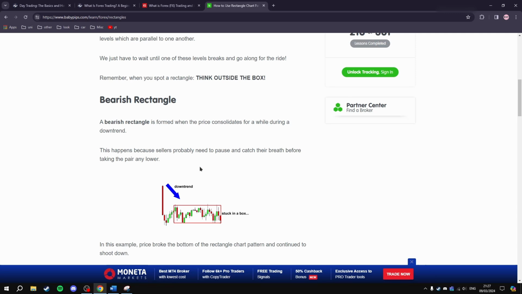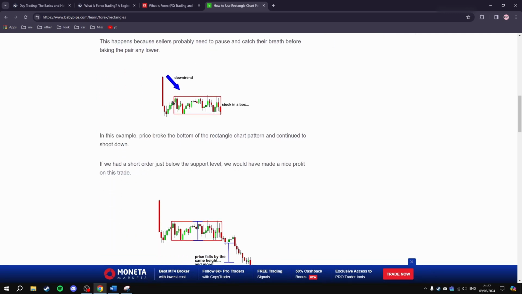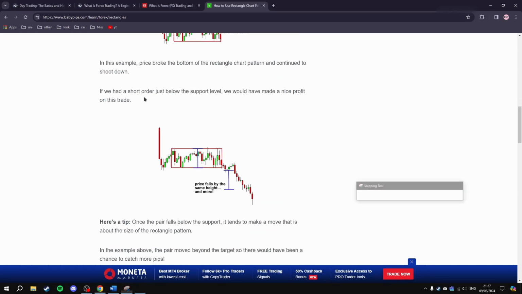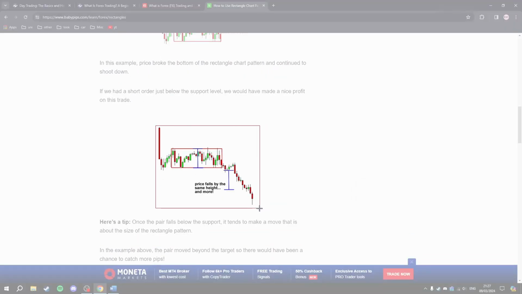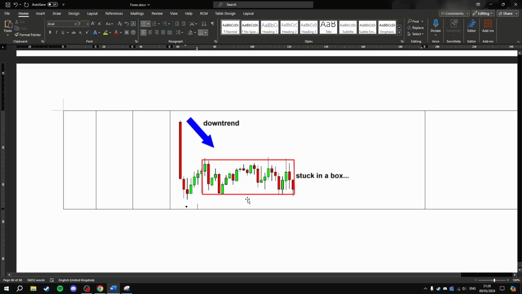Right, okay, so if it goes down, if a rectangle appears after a downtrend, does that mean it's always going to continue to go down though? Or could it go back up again?